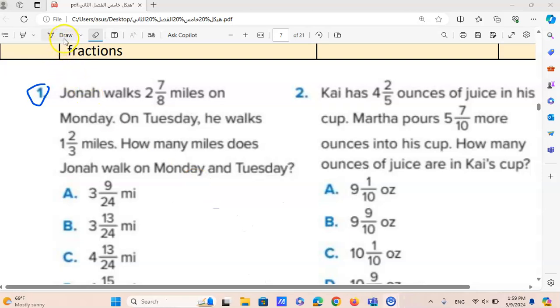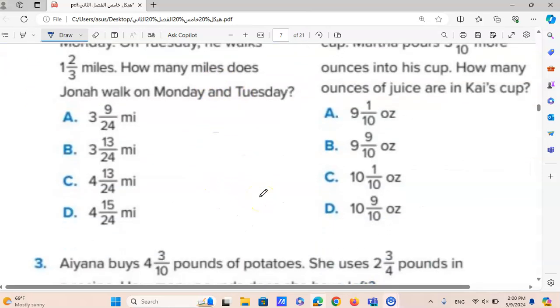Okay, we will start where we stopped in the previous video. We were in this question we need to complete here. Jonah walks 2 miles and some on Monday, and he walks again a distance of 1 mile and two-thirds on another day, Tuesday. The question asks how many miles he walked on Monday and Tuesday, and "and" means an addition sign. Okay, addition sign. Let us add them.